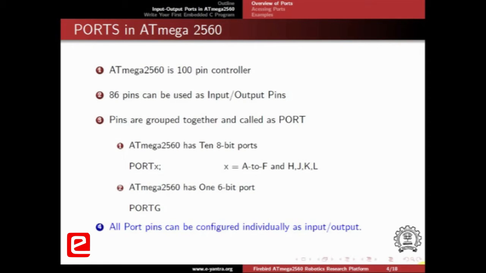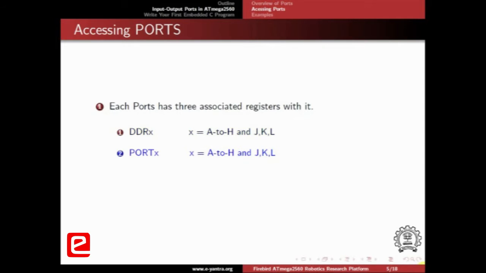Now let us see how to access the port. In AVR architecture, each port has 3 registers associated with it. So we have to use these 3 registers to define each port which we are going to use. The first register is DDRX register, where X can be replaced by the name of any of the port register, that is A to H and J, K and L. The second register is PORTX register, and similarly we have third register which is called as PINX register. So now let us study each of the registers in detail.